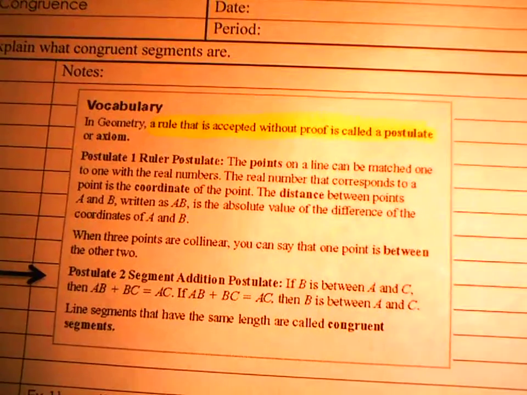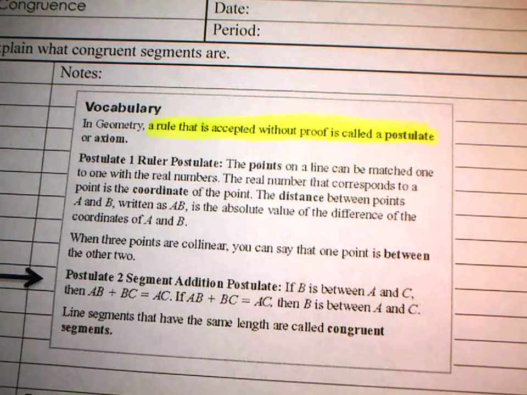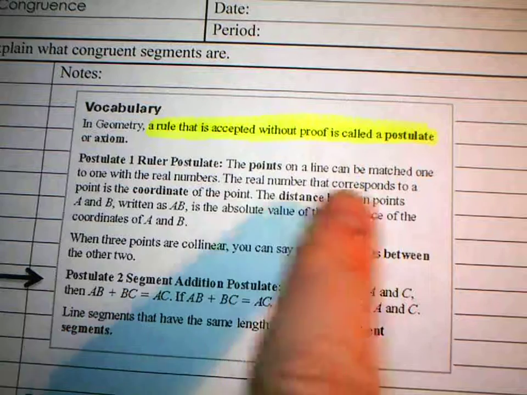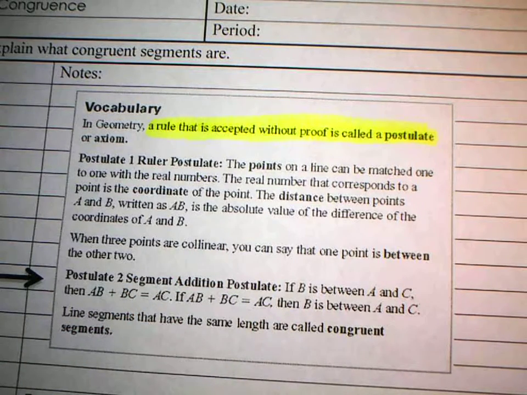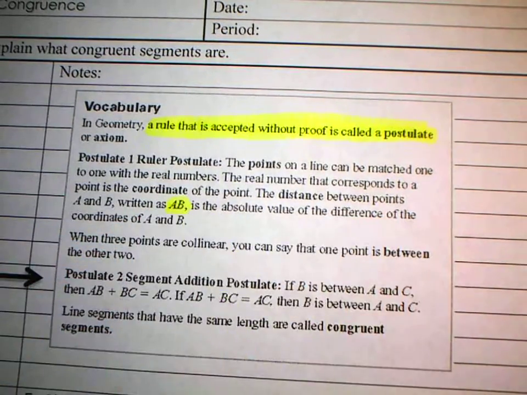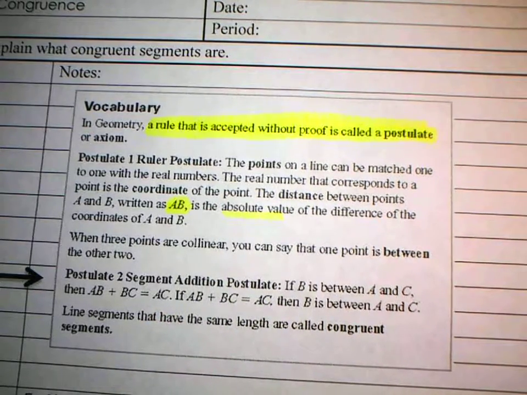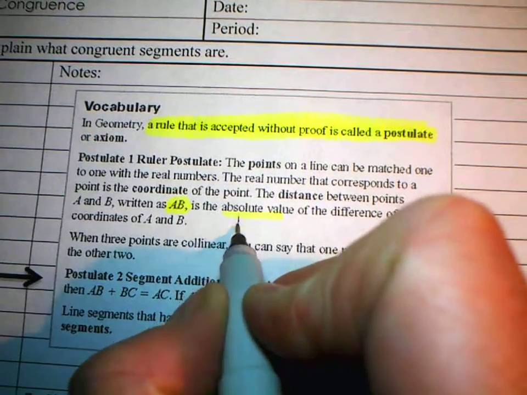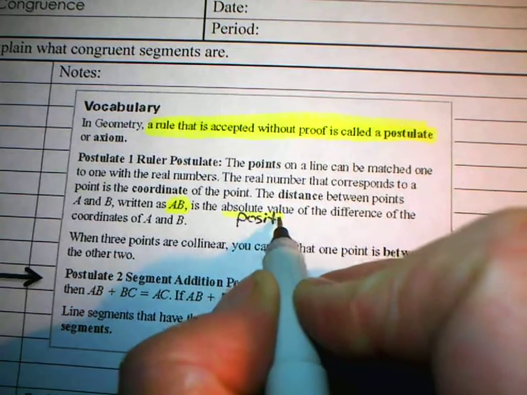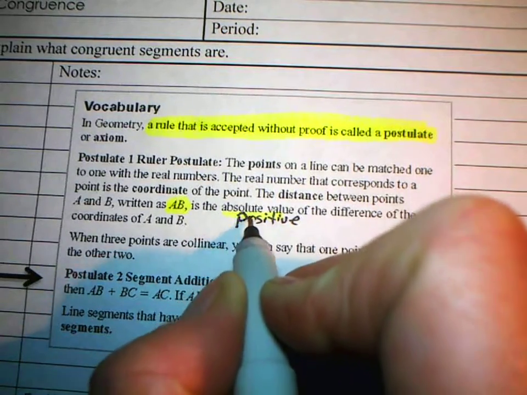So let me zoom out just a little bit so I can turn the light back on. It says that points on a number line match one to one with the real numbers, and the real number that corresponds to a point is the coordinate of the point. So the distance between A and B is written as AB. That's important to know: when you write the distance, it's just the letters AB together. It's the absolute value, so it's always going to be a positive value. You'll never have a negative distance when it's asking for the length of something.